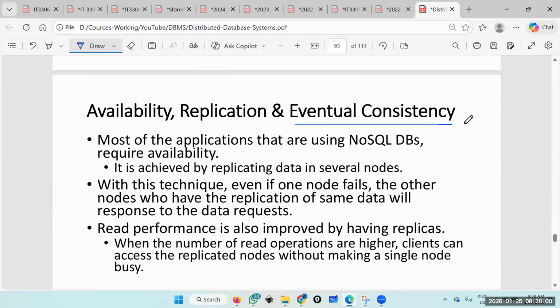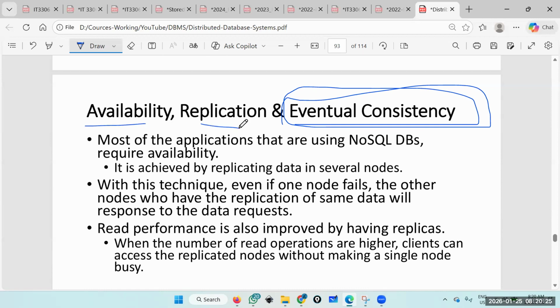Remember, in NoSQL databases, because we more often keep unstructured, semi-structured data, those are not very critical data like financial details, banking. These are mostly social media, multimedia, groups, that kind of thing. So therefore, we are happy with eventual consistency. We are more interested in availability, replication, and eventual consistency rather than dead serious consistency all the time.